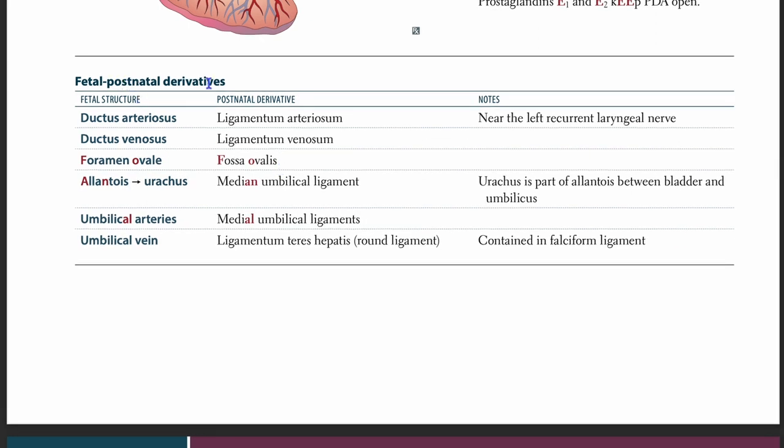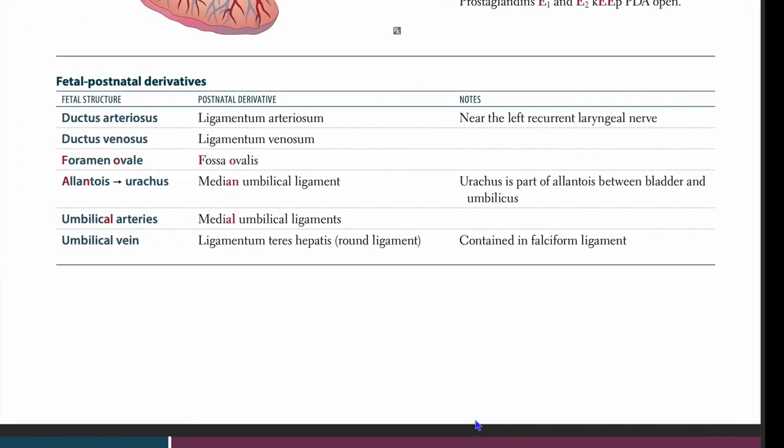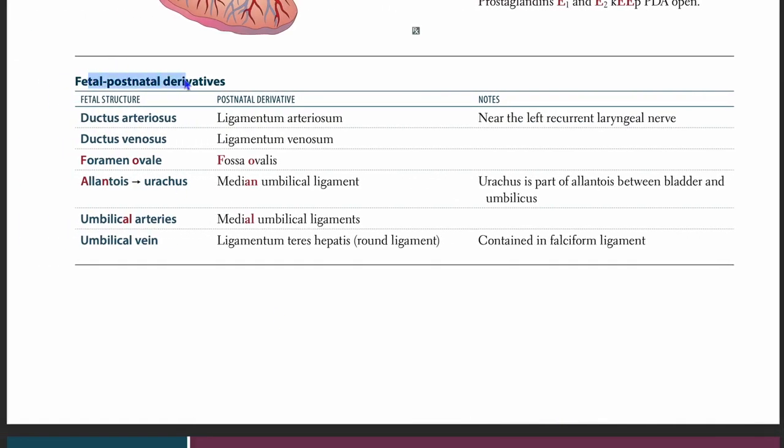Okay, fetal postnatal derivatives. Fetal structure, postnatal derivative, and notes. Ductus arteriosus becomes ligamentum arteriosum, near the left recurrent laryngeal nerve.